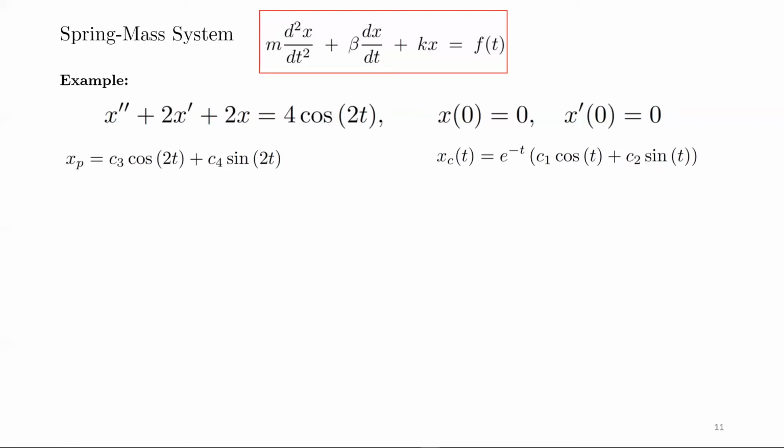According to the ODE, we need to calculate two derivatives of this particular solution. If we take the first derivative, we get negative 2 times c3 sine 2t plus positive 2 from the sine here times c4 cosine of 2t. Similarly, if we take another derivative, we get negative 4 times c3 cosine of 2t plus, this should be negative, negative 4 times c4 sine of 2t.